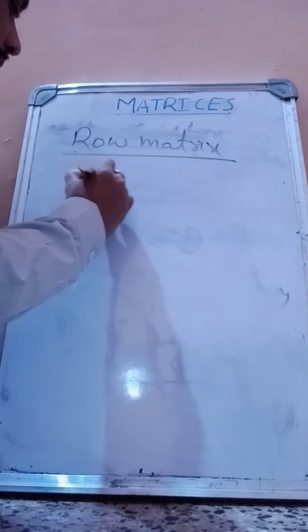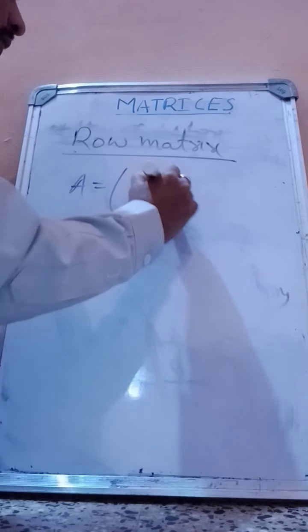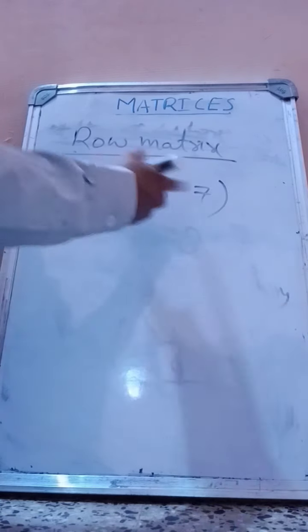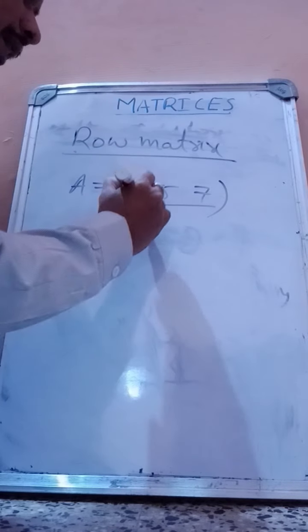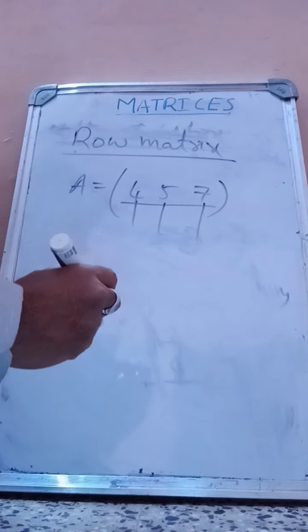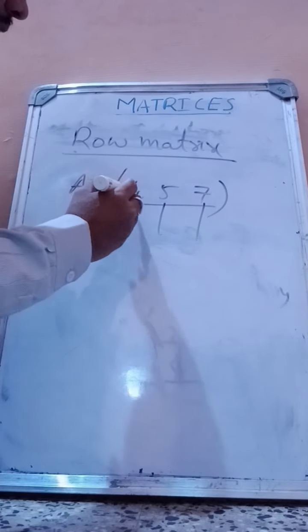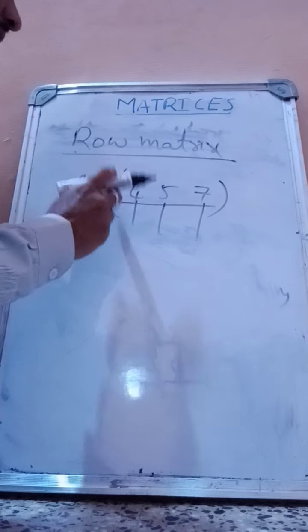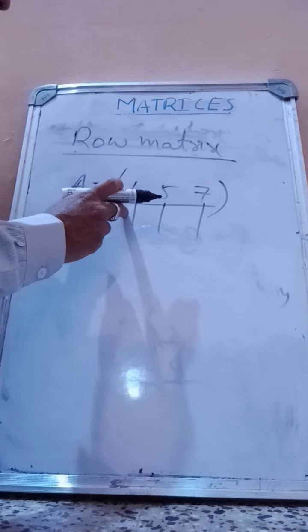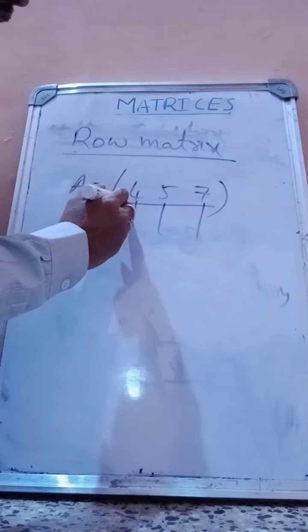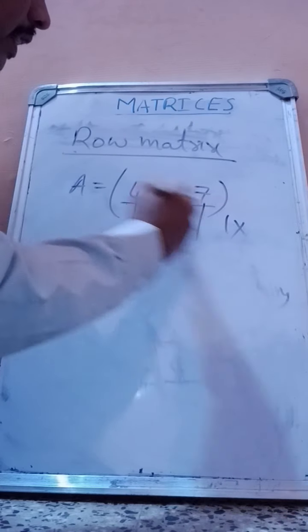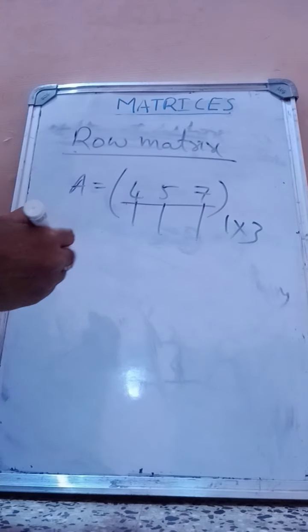Let us take one example. A is equals to 4, 5, 7. It contains only one row, but it contains 3 columns. So we can write the order of this row matrix. It contains only one row, that's why we can tell that this matrix is a row matrix. The order is one row and 3 columns, 1 cross 3, 1 by 3.